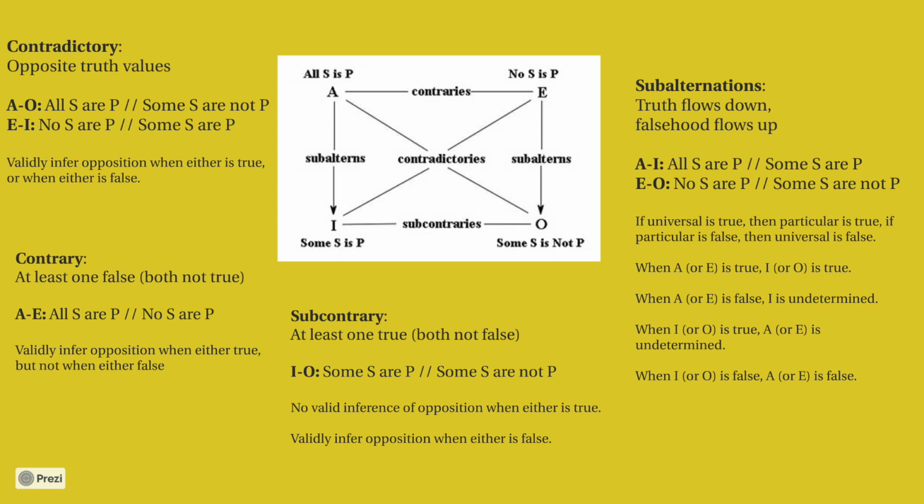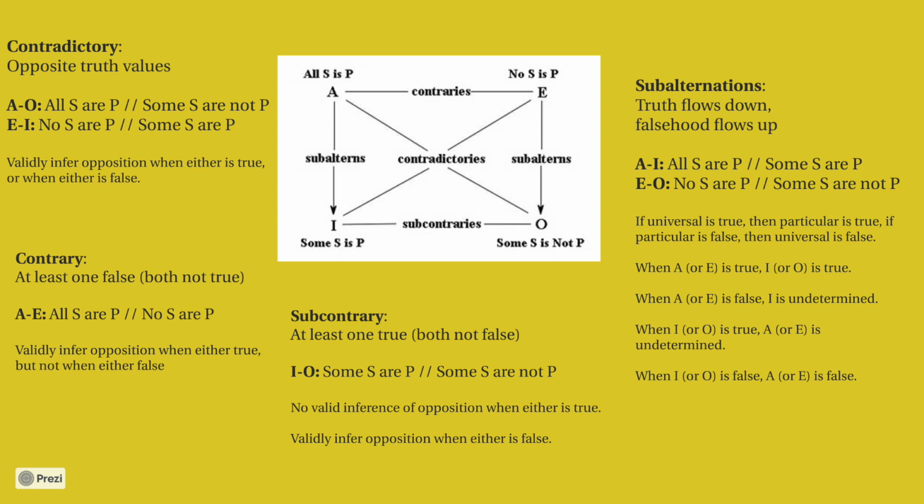Finally, we have the subalternate relationships, or the subalternations. Here we want to focus on the vertical lines, showing us the relationship between the universal and particular propositions. And this is where the perspectives of Aristotle and Boole really butt heads. For Aristotle, the proposition some S is P is a subaltern to, or is implied by, the proposition all S is P. Similarly, the proposition some S is not P is implied by the statement no S is P.